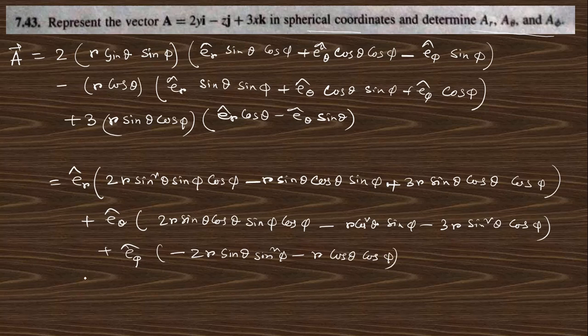So this is nothing but the E r cap a r. So this is the value of a r. Similarly, E theta cap a theta, this is the value of a theta, and E phi cap a phi, this is the value of a phi. I think it is clear. This is the solution of this question. Go to the next question.